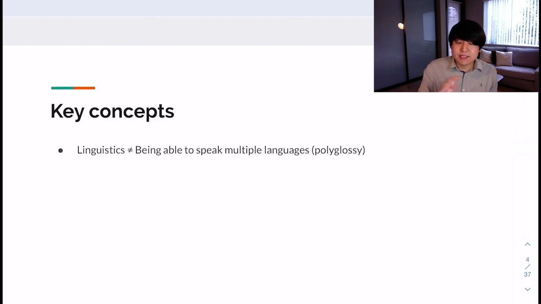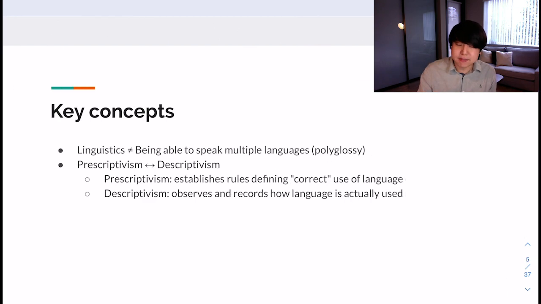First of all, linguistics is different from being able to speak multiple languages, which is called polyglossy. A polyglot is a person who is proficient in many different languages, while a linguist is a scientist who studies languages in a scientific manner to figure out how language works in our human mind and our mental systems.